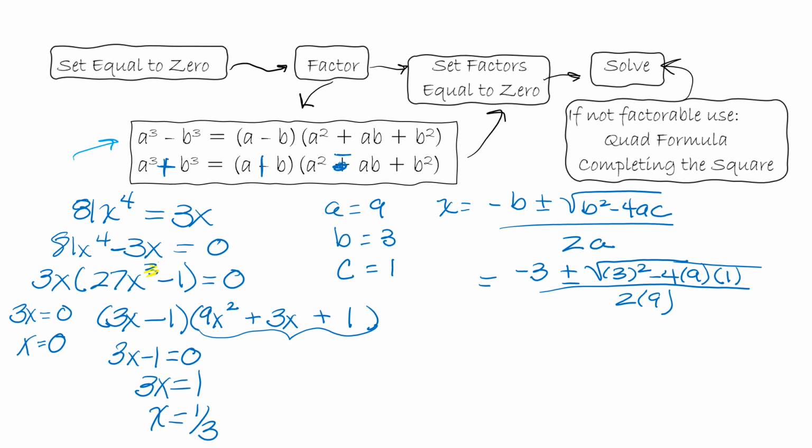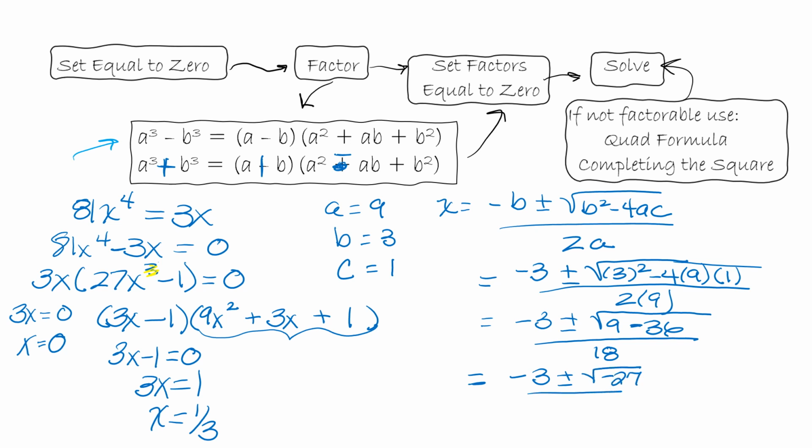Well, my b is positive this time. Keep in mind that if it was a negative, whenever we square, we're still going to get a positive, right? So always a positive when we square that b. So it's 9 minus 36 all over 18. And then we get negative 3 plus or minus the square root of negative 27 over 18.